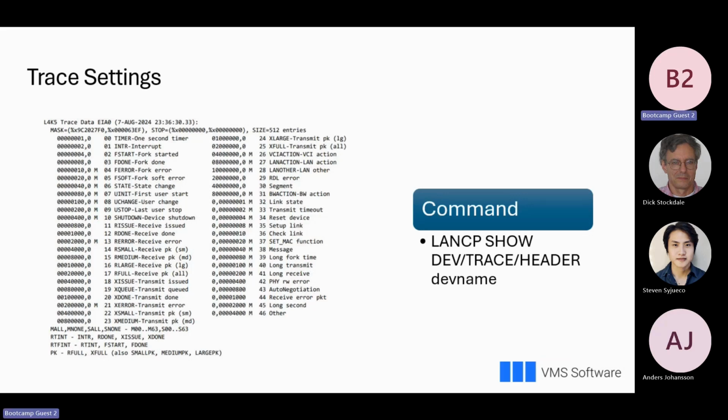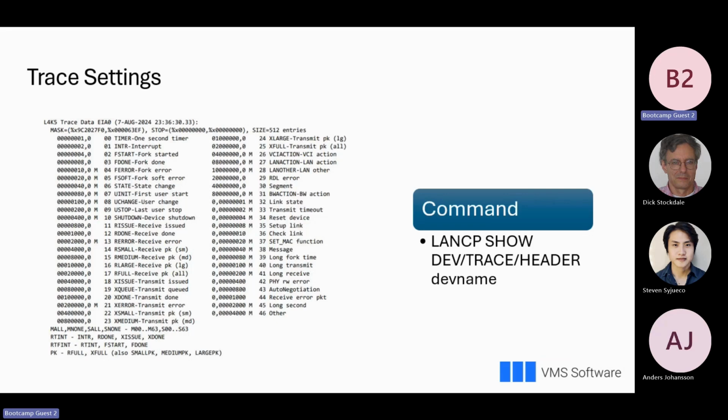Then you have some other keywords as well, like rtint, rtf, fint. They're basically a combination of some other trace masks. For rtint, you could say interrupt, rdone, xissue, and xdone would be toggled. Now, I would actually go through some of these traceable events.